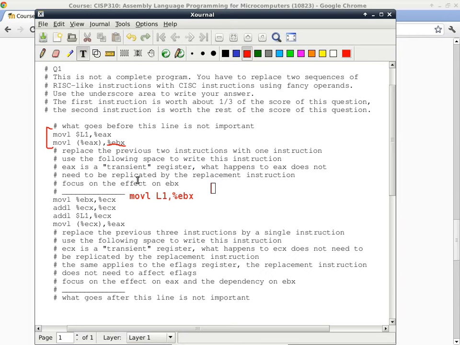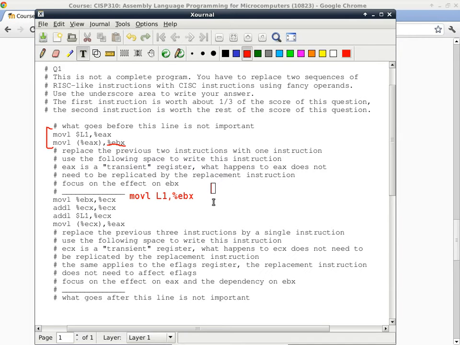Okay, the next 4 instructions look kind of tricky, but they're not. Let's go ahead and take a look at these 4 instructions. The first instruction, all it does is copy EBX to ECX. The second one doubles the value of ECX, and ECX at this point has the value of EBX. So ECX equals 2 times EBX at the end of the second instruction. And then we add L1 to ECX, and then we move indirect ECX into EAX.